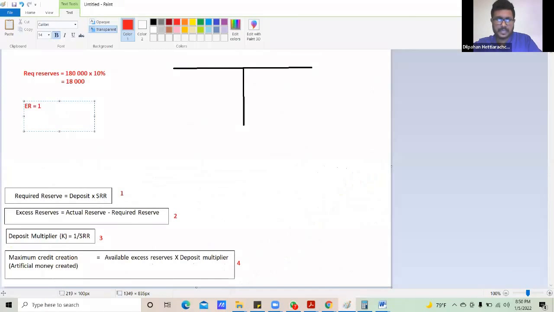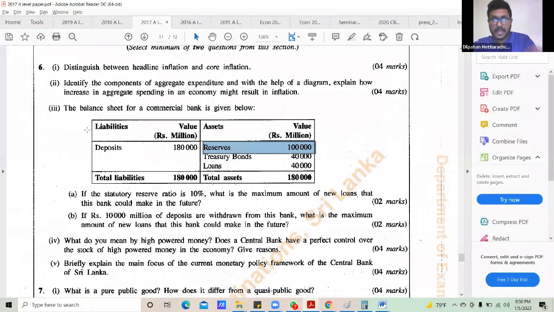Excess reserves equals actual reserve, how much? 100,000. Minus required reserves. We calculated the required reserves already. How much? 18,000. So what's the answer? 82,000. So what is this excess reserve? That is the answer for this question. What is the maximum amount of new loans that this bank could make in future? The answer is 82,000. So then you might ask a problem.